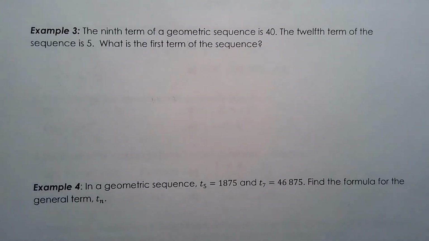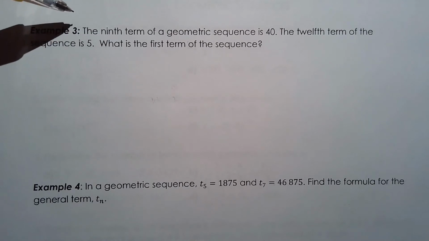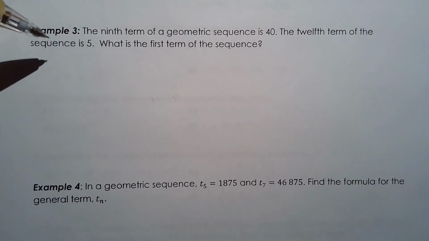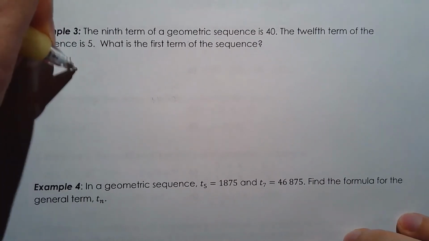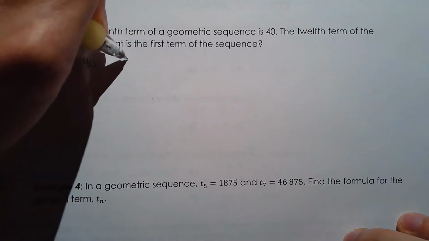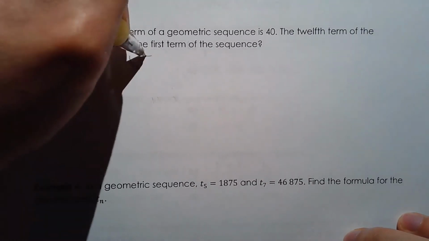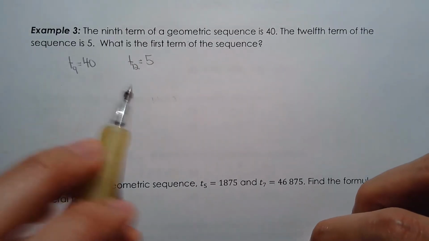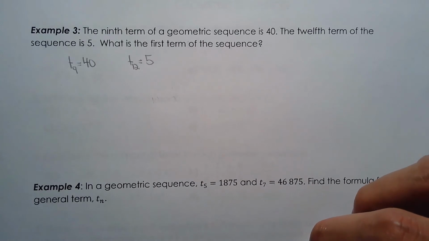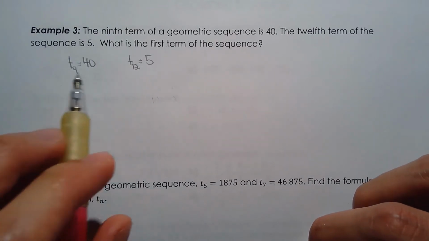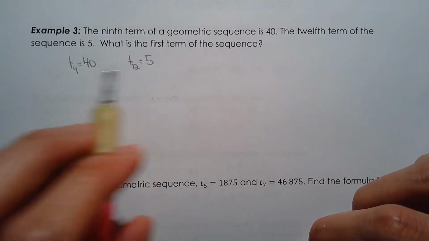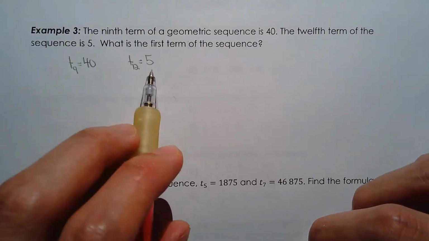So the third example, we have the 9th term of a geometric sequence is 40. The 12th term of the sequence is 5. What is the first term of the sequence? Alright, let's write this down. The 9th term is 40. The 12th term is 5. So I don't know what the common ratio is, but the magnitude of the ratio is between 0 and 1, because the magnitude of the terms are shrinking. It goes from 40 to 5.